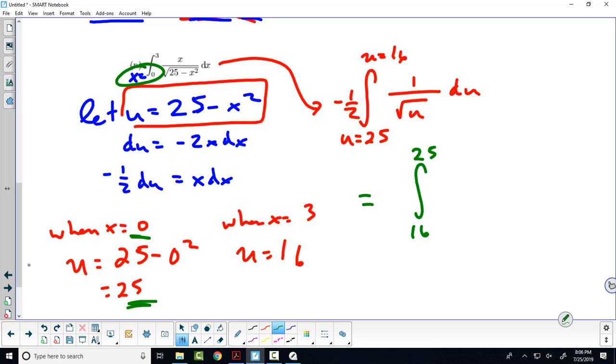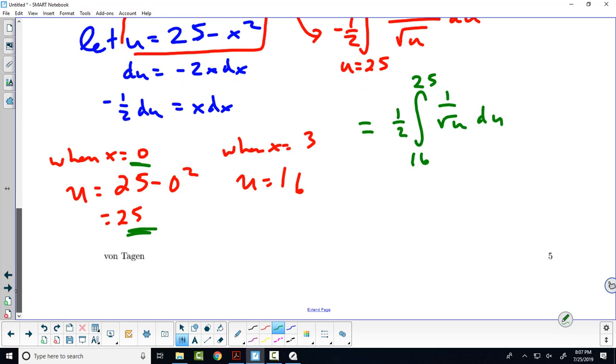I have to change the sign on the integral, which in this case would make it a positive 1/2. But don't think of it as negative or positive. Think about changing the sign. Okay? So this gives us 1 over the square root of u du. At long last, we're ready to tackle this definite integral.